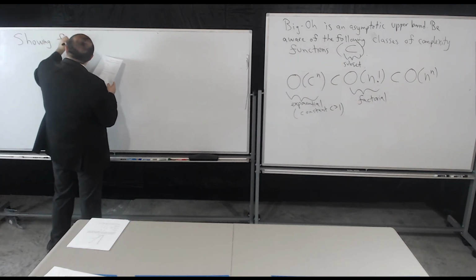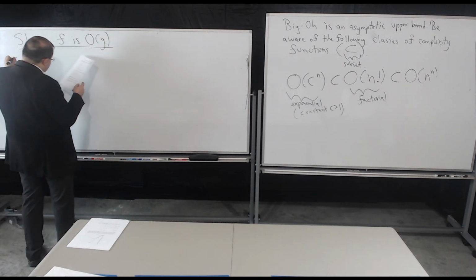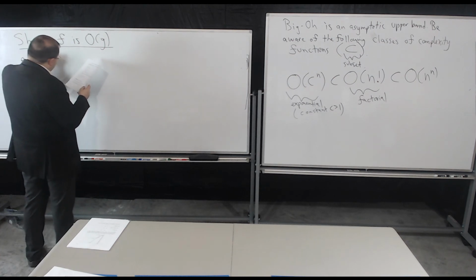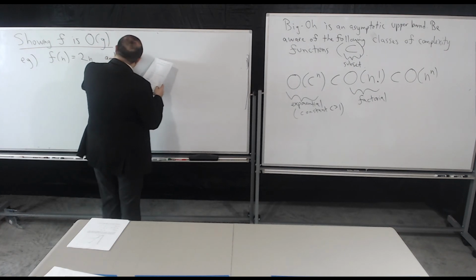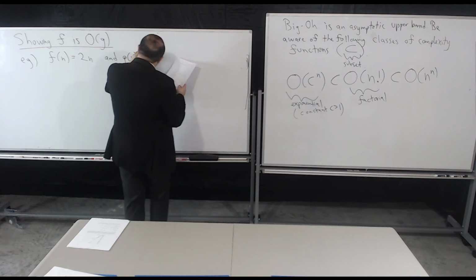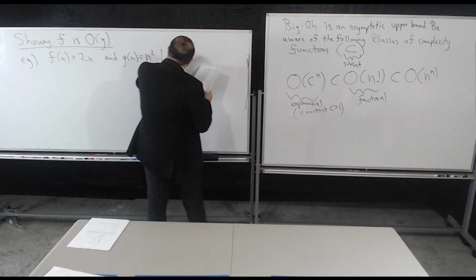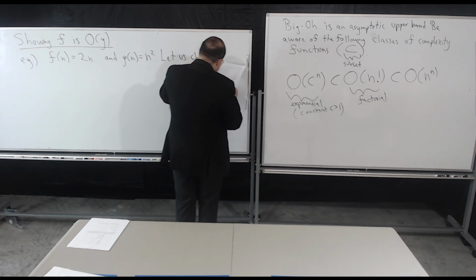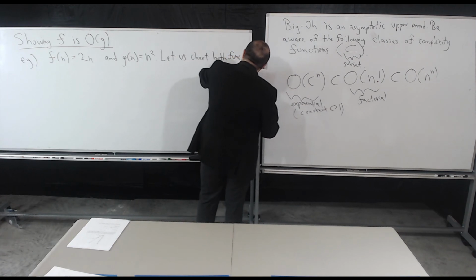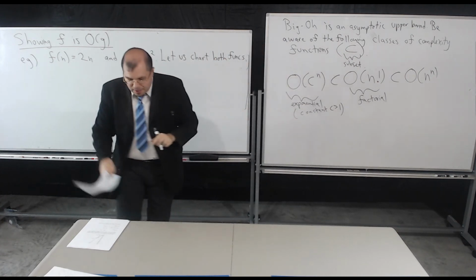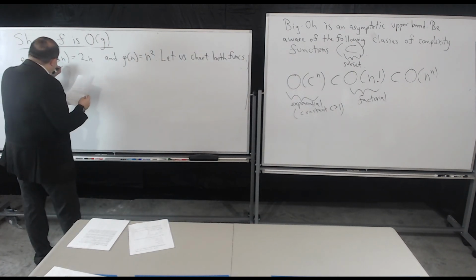Showing that f is big O of g. So I want to talk a little bit about this. I'm going to consider an example where imagine I have f of n is equal to 2n and g of n is equal to n squared. So let us chart out both the functions. So let me make a chart. And I only got like a minute here, so I better do this quickly.